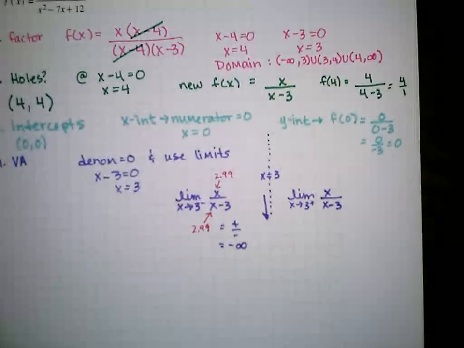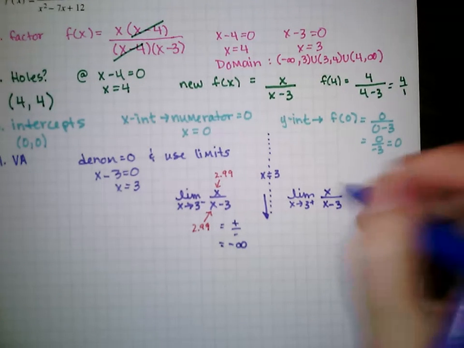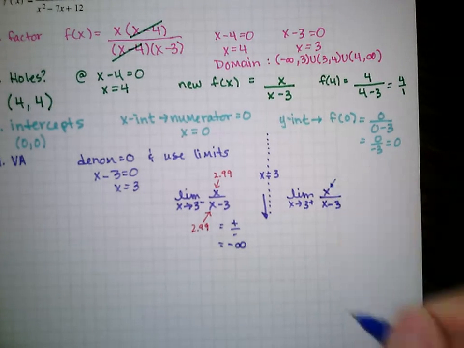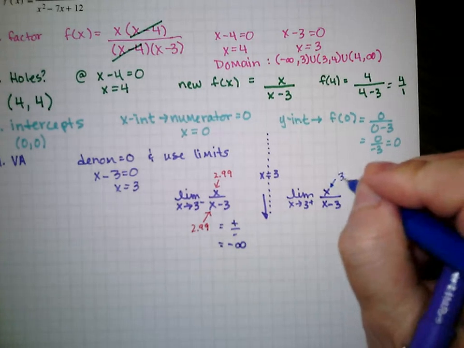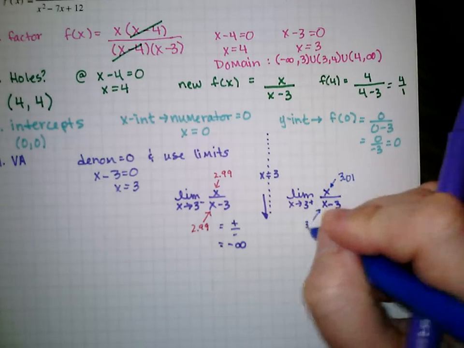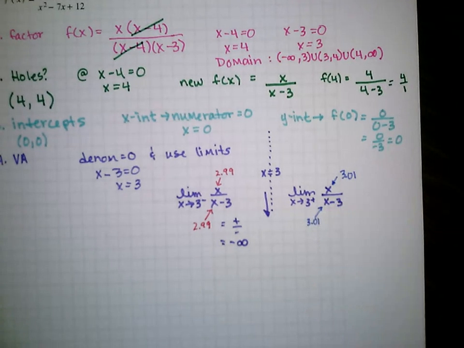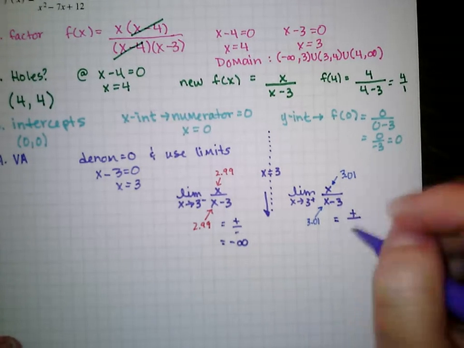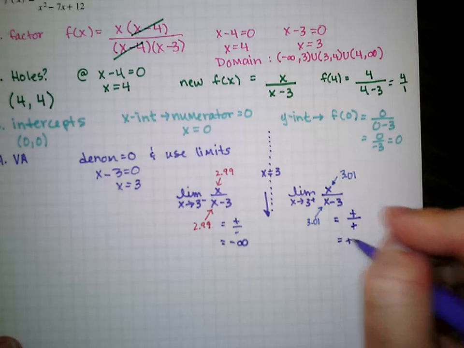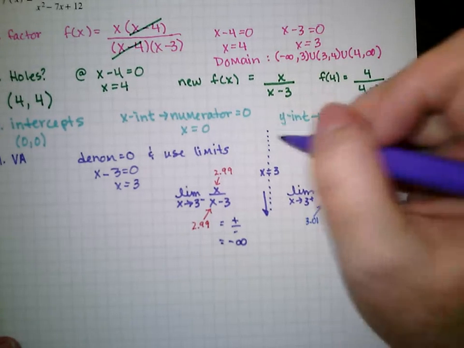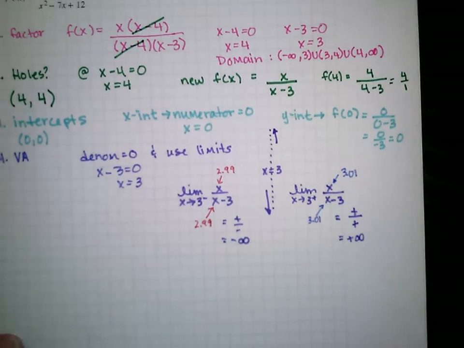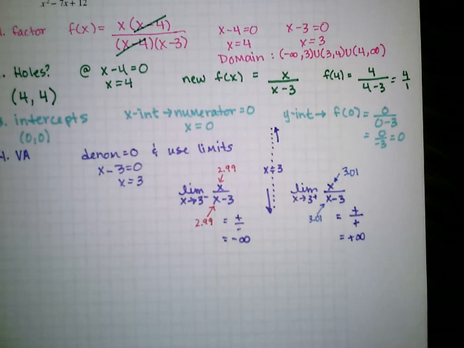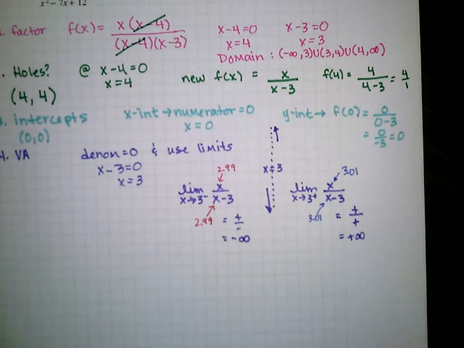Let's check the right side. Limit as x approaches 3 from the right side. So we're going to plug in a number slightly bigger than 3, like 3.01. So 3.01 is positive. 3.01 minus 3 is also positive. So this side heads towards positive infinity. So we are headed up on that side. Okay, what is next?